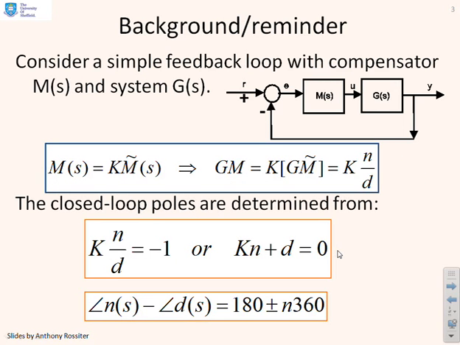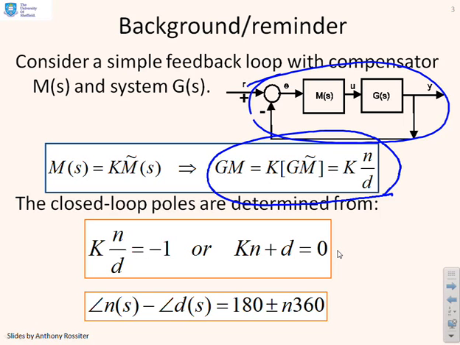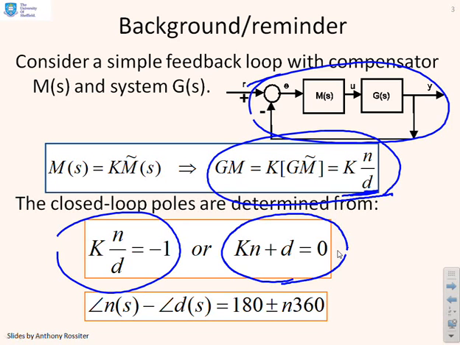A bit of background. This is about root loci. We're assuming simple feedback loops of this form. We're assuming that you can write GM or reduce it to the form k n over d, where k is a scalar gain and n over d comprises all the dynamics. And the closed loop poles are given by either this expression here or this expression here.